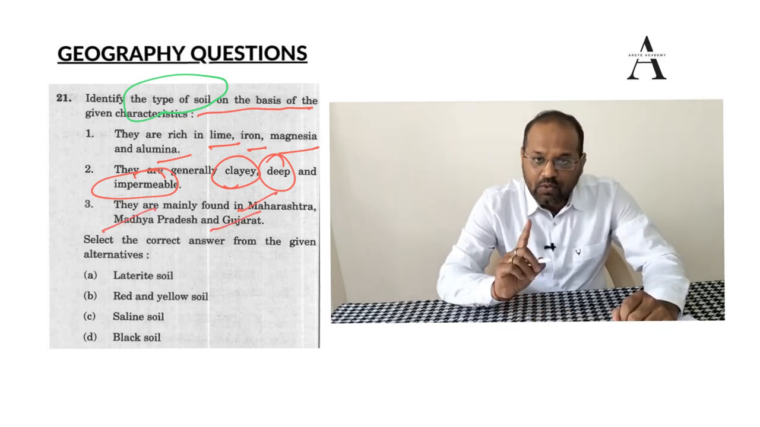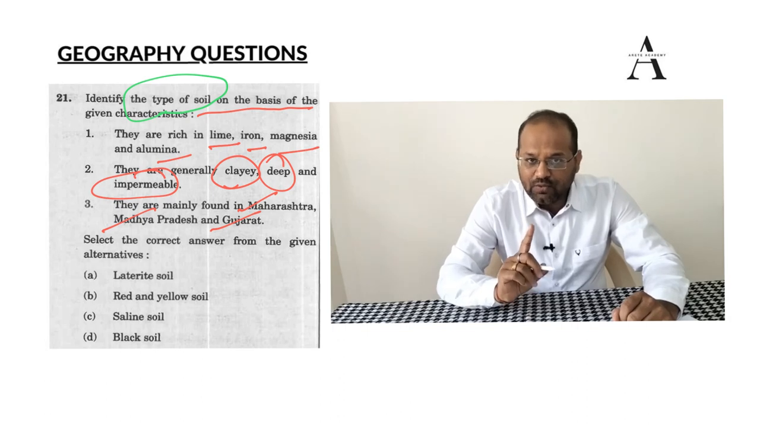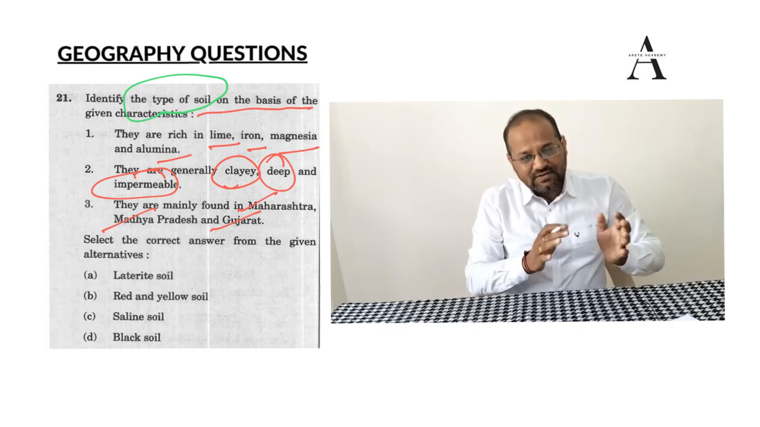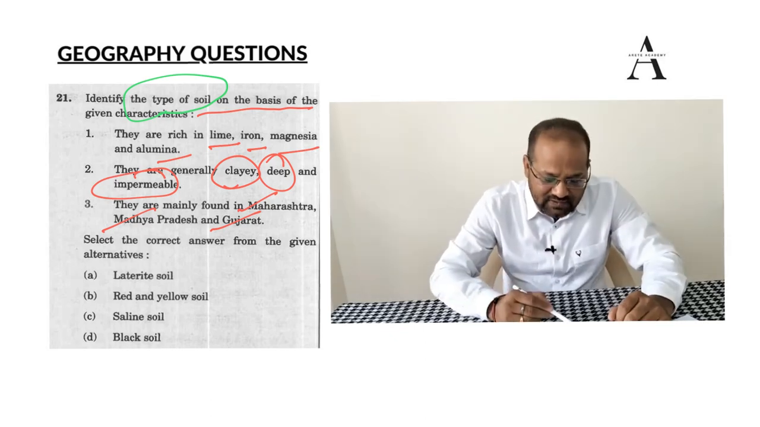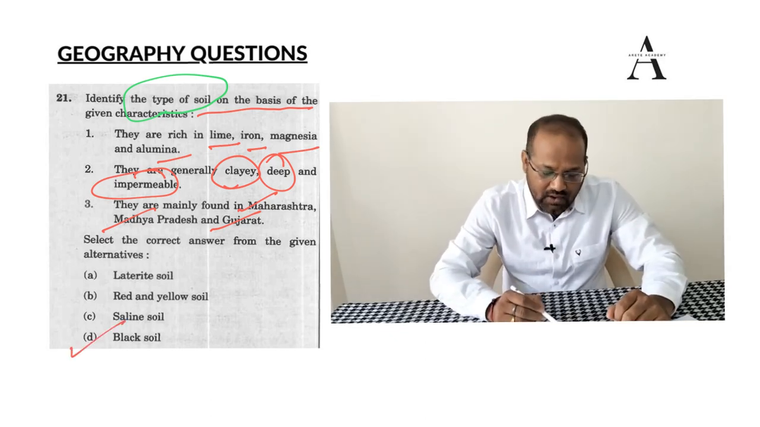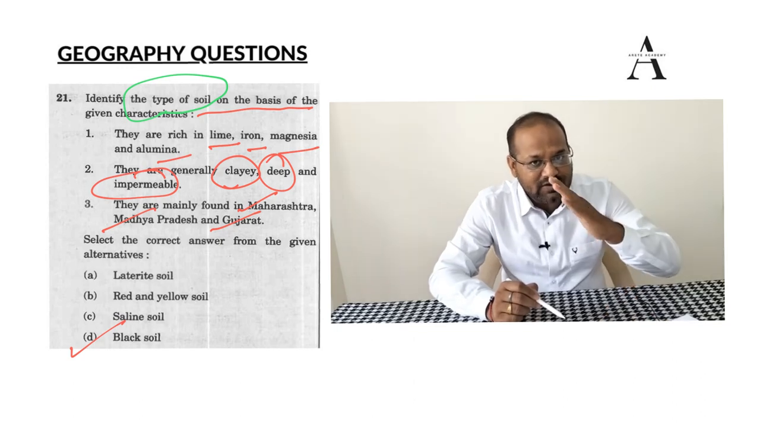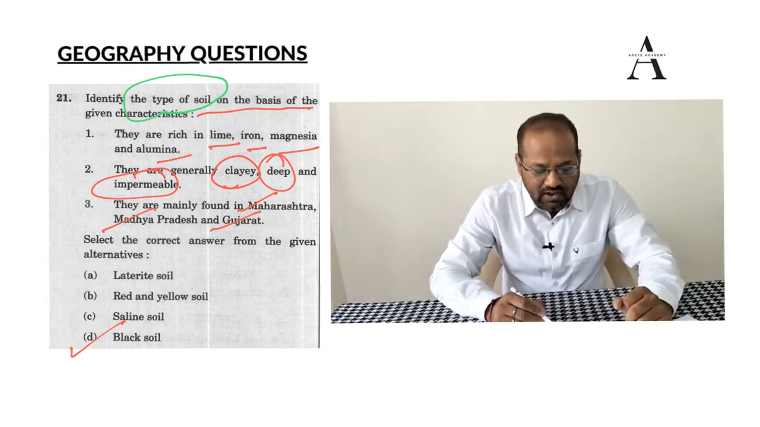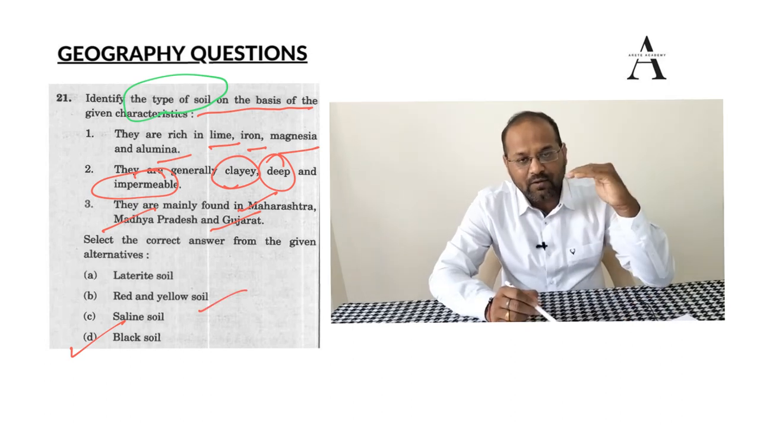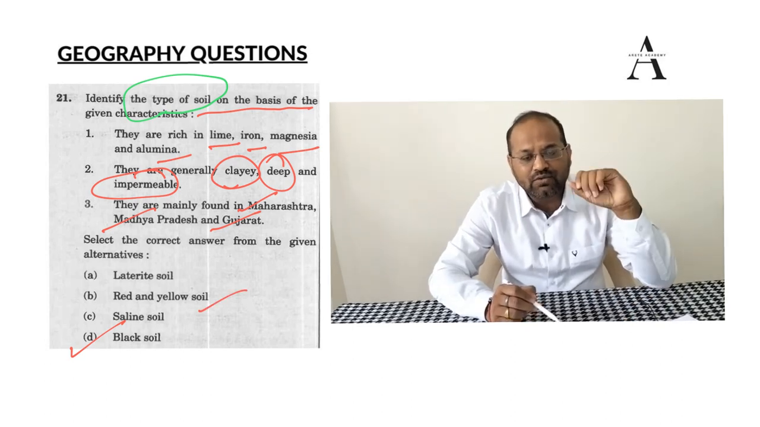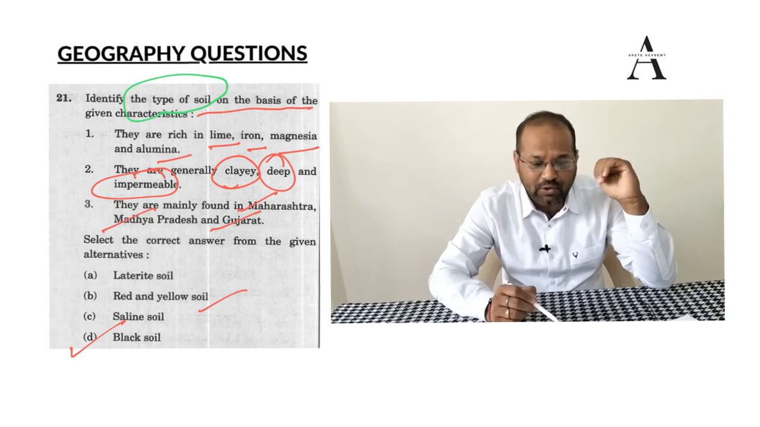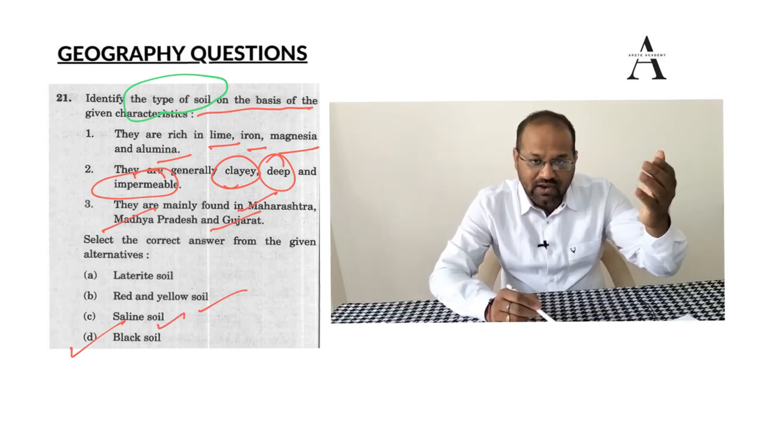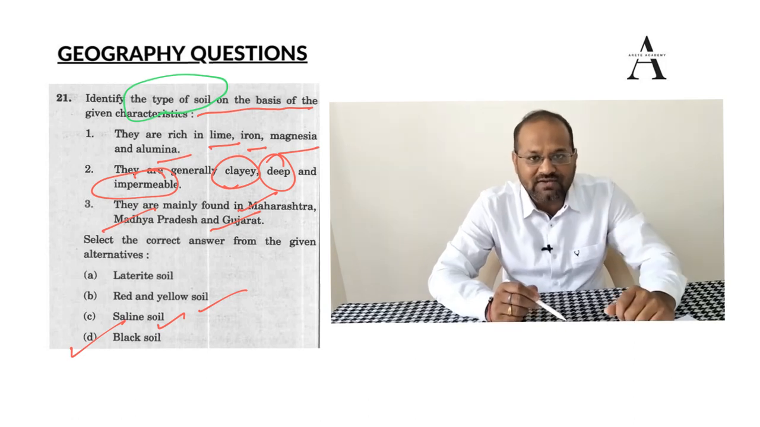If you know one or two properties, if you have a general understanding about the states, then easily you can reach the answer, and the answer is D, black soil. Laterite soil, we know, is found on the sloping regions, the Western Ghats or Eastern Ghats. Red and yellow soil, we know, will be found on the tablelands, like Mysore and Bangalore, the plateau areas. Saline soil you find in the desert areas. So even if you know certain properties, you can reach the answer.